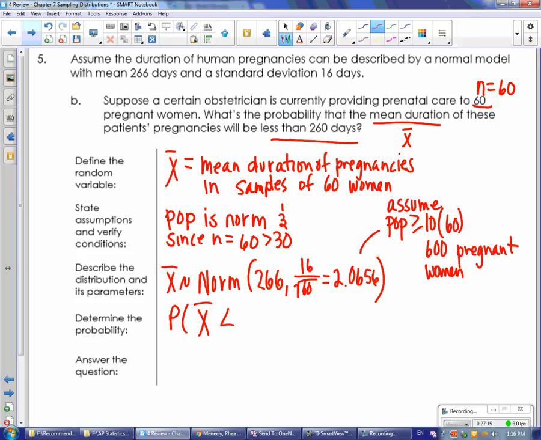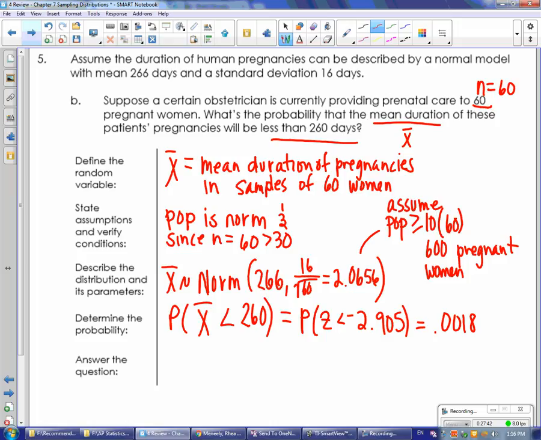And I'm looking for the probability that X bar is less than 260. I still need to standardize it. And so that gives me a z-score of a negative 2.905. And when I find the probability here, I get 0.0018. And notice how much smaller, well, actually, they're asking two different questions. Never mind. I was going to say the probability is so much smaller, but we're asking a different question here.